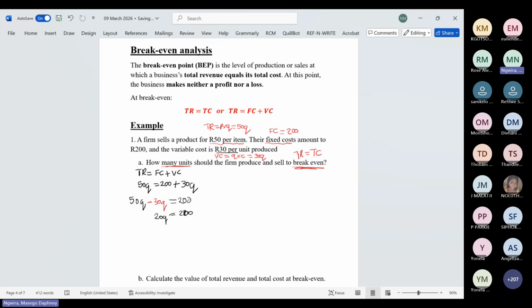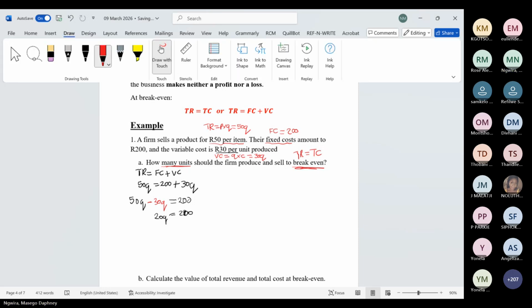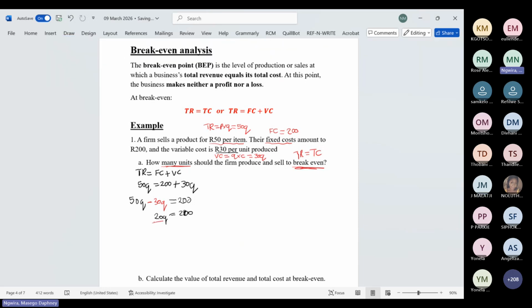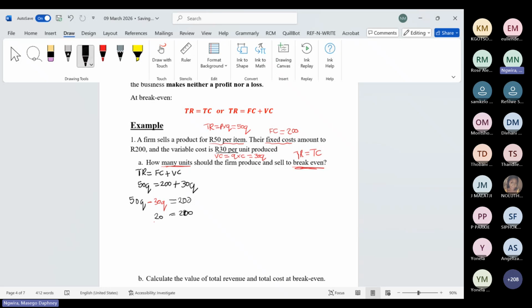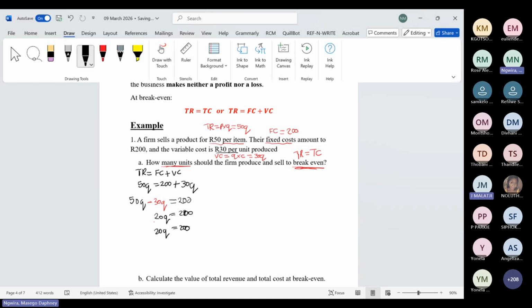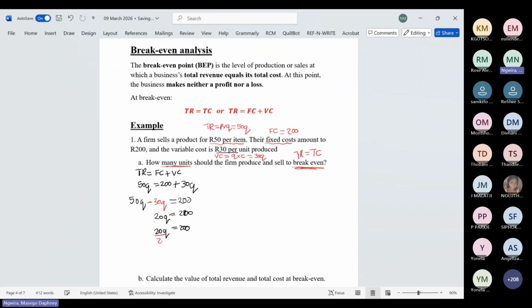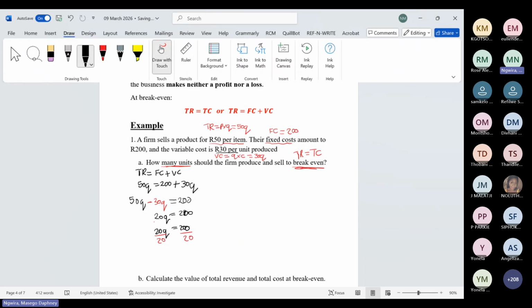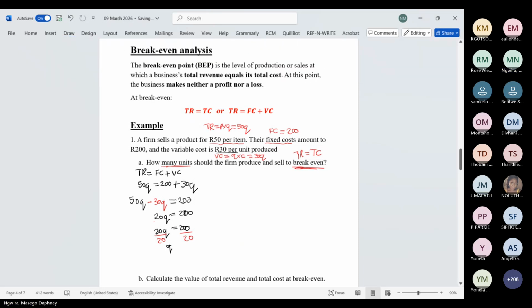We've been doing this, but now you should get it. No offense. So this is 20, divide by 20, divide by 20. Well, I can just do it the longest way again, just to make you understand. This is Q, so I'm going to divide by 20 on both sides. And then our Q is going to be equal to 10 units.